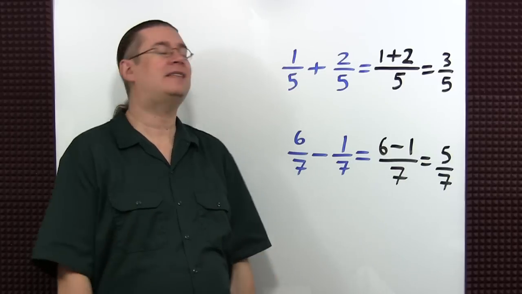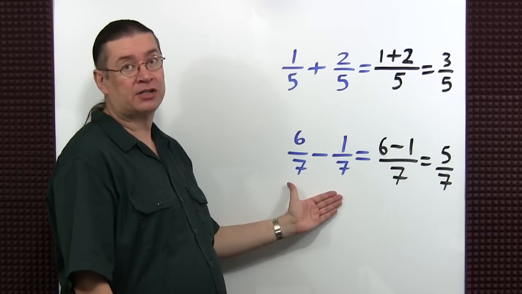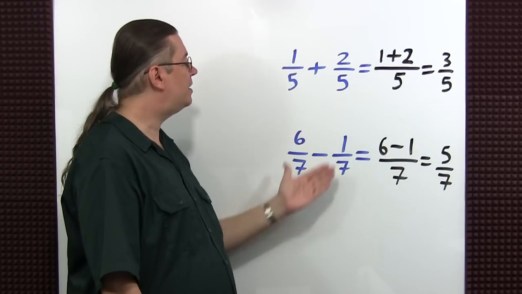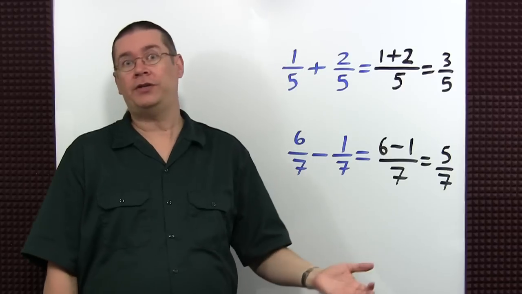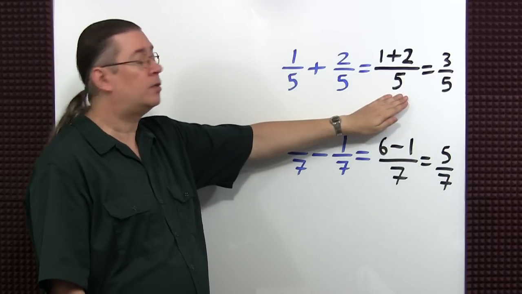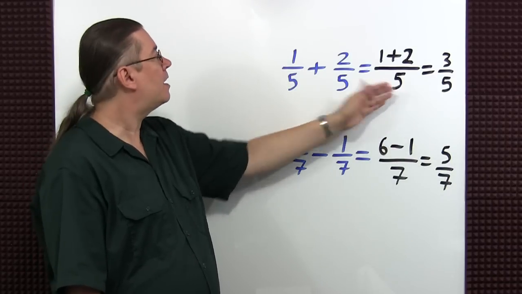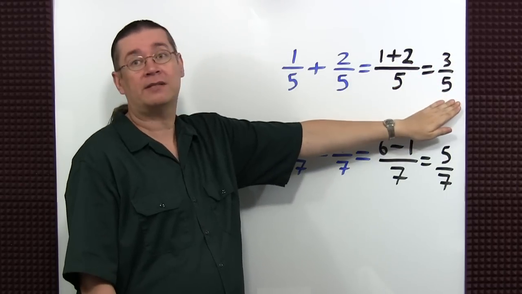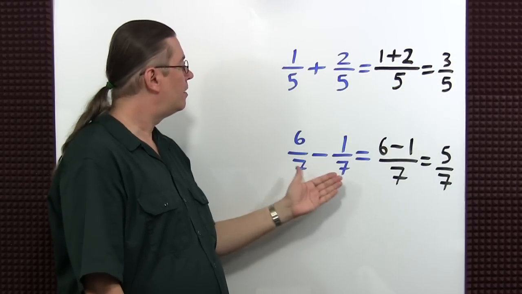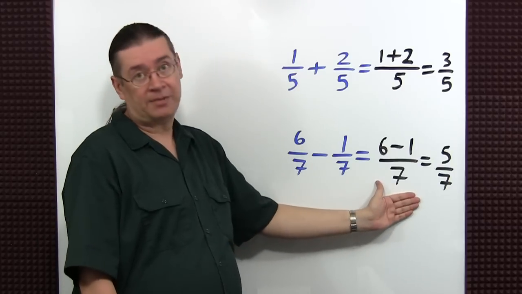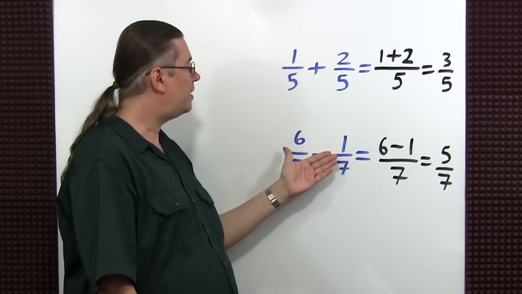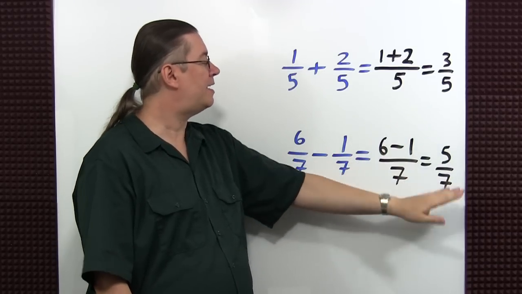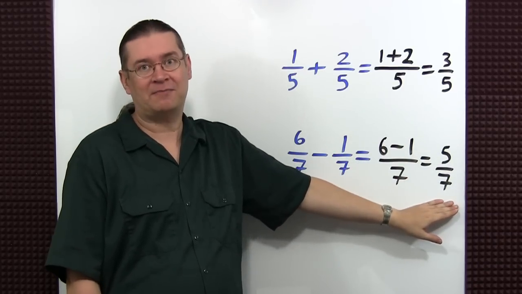It is very easy to either add or subtract fractions as long as they have the same denominators. All you need to do is write down one denominator, which is called the common denominator, and then copy down the numerators again. 1 plus 2 is 3, so the answer is 3/5. Over here, write down the common denominator of 7, and then copy the numerators. 6 minus 1, the answer is 5/7.